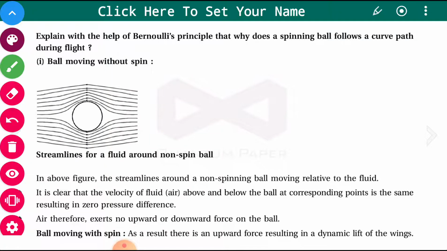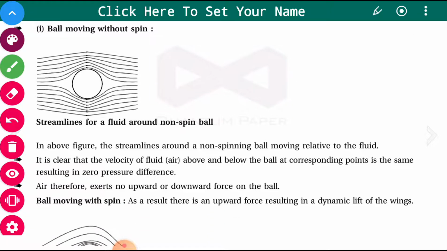Now see, a ball moving without spinning. This is the first figure, which is showing you the ball moving without spinning, and streamlines of the fluid are also shown around the ball. So this is the ball, and these are all the streamlines. In this figure, the streamlines around a non-spinning ball are moving relative to the fluid.